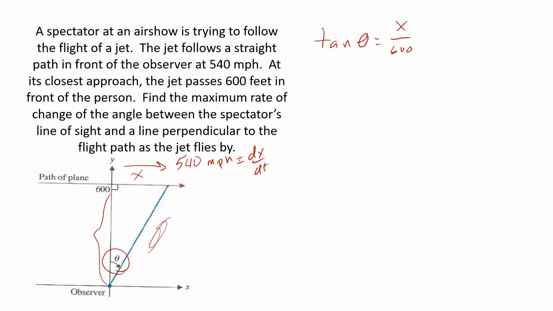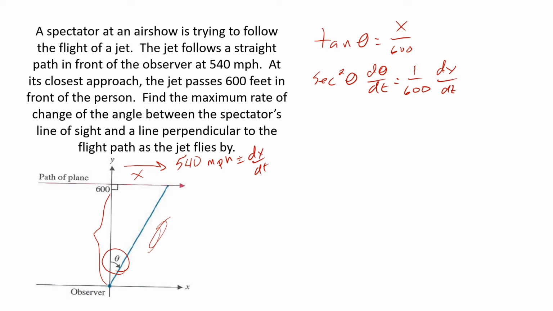So our two variables are theta and x. We can take the derivative. Derivative of tangent is going to be secant squared of theta, d theta over dt, equals 1 over 600 times the derivative of x, which is just dx over dt. And now we can plug stuff in. We're looking for the d theta over dt. We don't know what theta is because that's going to be changing, so we'll leave that.